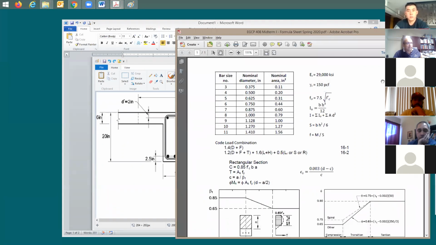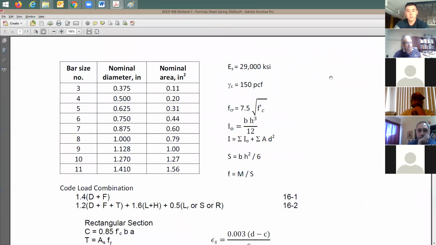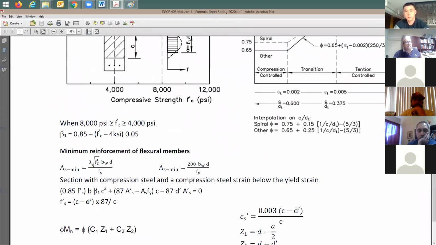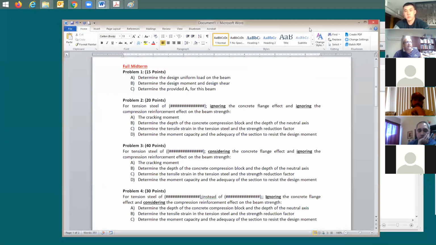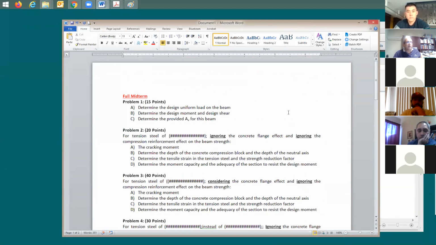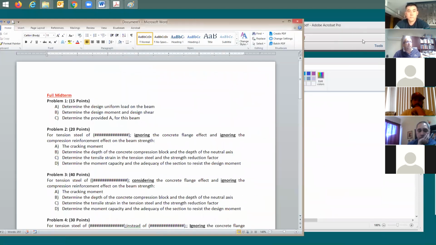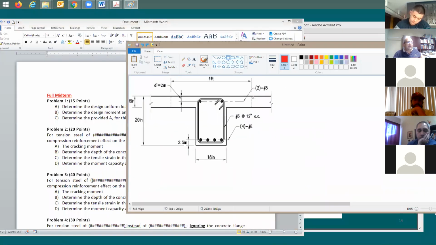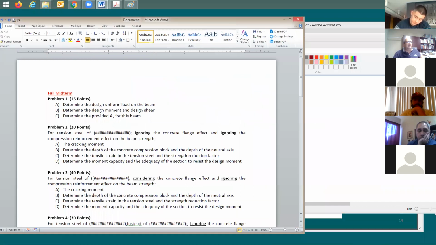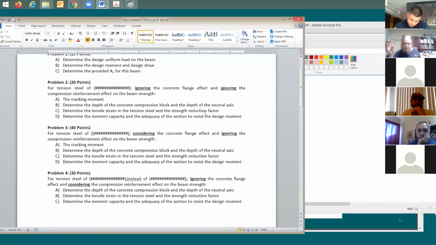Will it be the same cross-section for each question, or different cross-sections for each question? It's going to be one cross-section, and one time you're going to ignore the flange, one time you ignore the top reinforcement, so it's for the same cross-section. So you do As once, you do As prime once, right? You don't keep on changing them. It's giving just the same value.